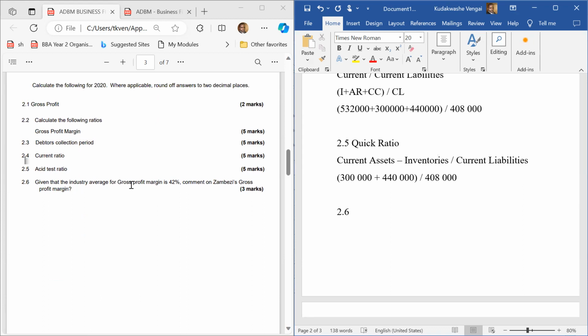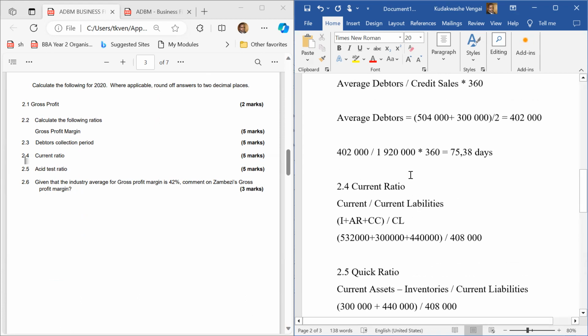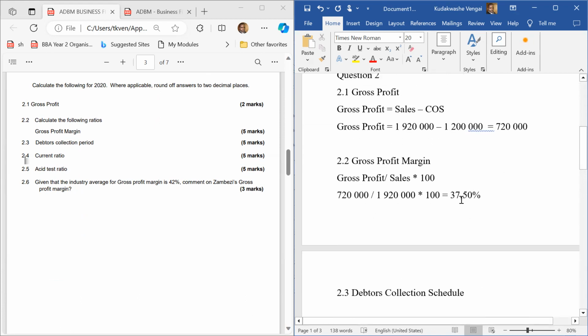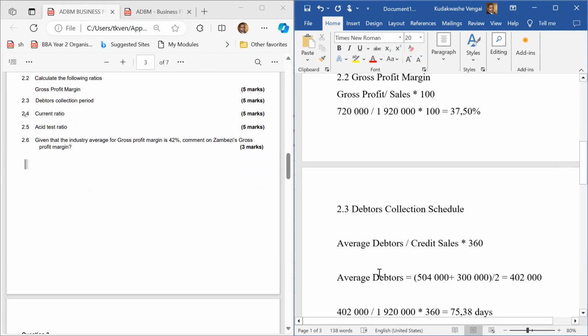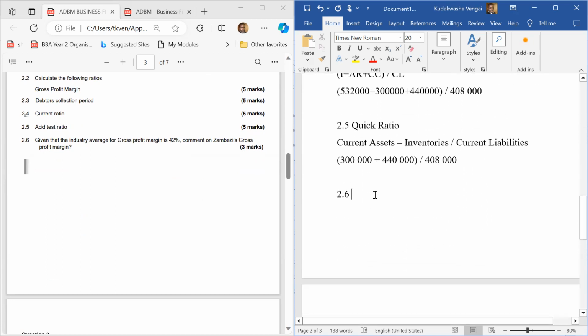2.6. Given the industry average gross profit margin of 42%, comment on Zambezi Limited's gross profit margin. So we did the gross profit margin for Zambezi and we got 37%, right? And then we are told here that the industry average is 42%. The higher the gross profit margin, the better it is for your company. So you can see that the industry average is higher than the company's. Our comment is therefore that the company is not performing very well, because it is below the industry average, which means that other companies in the industry have got a better gross profit margin than our specific company. So that's our final conclusion for 2.6, that the company has got a bad performance.